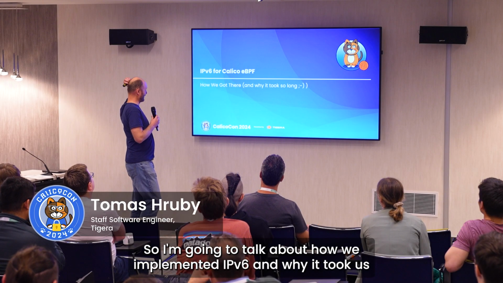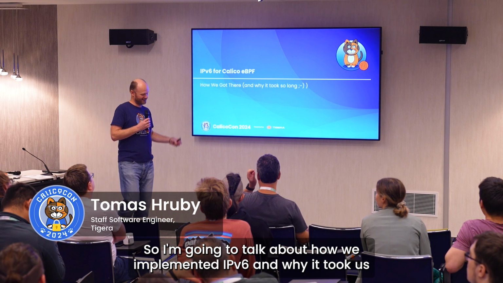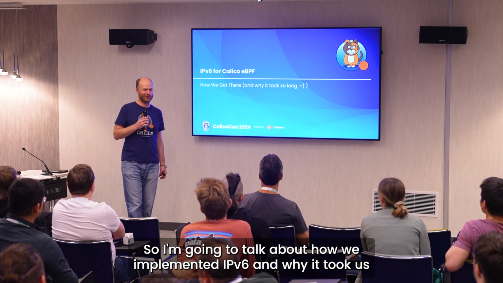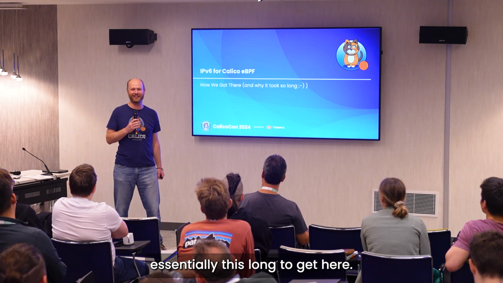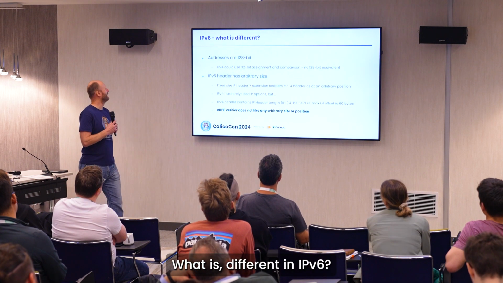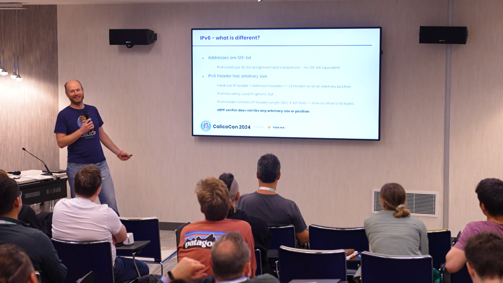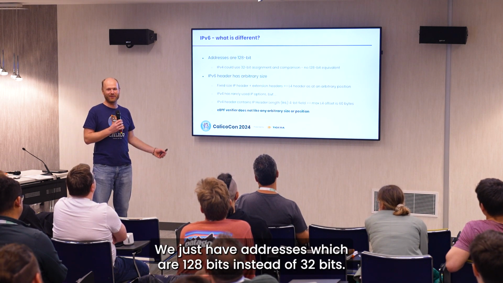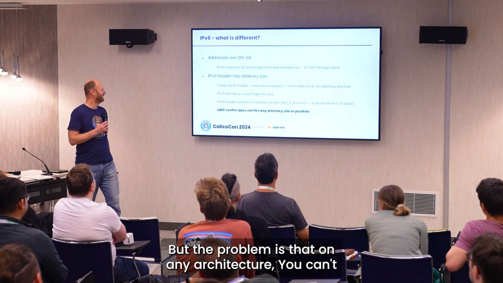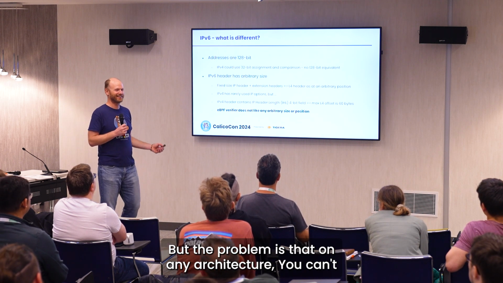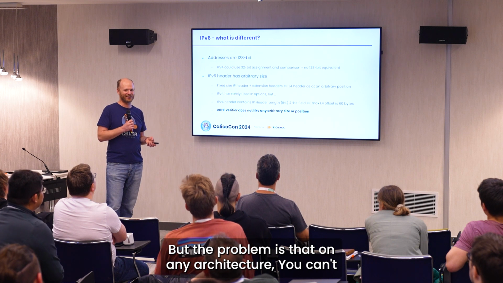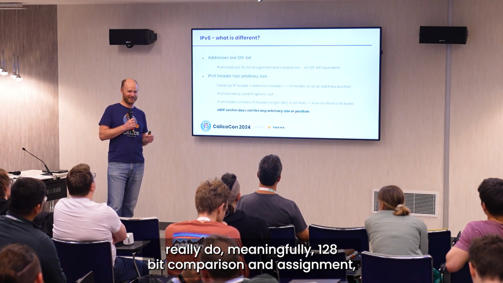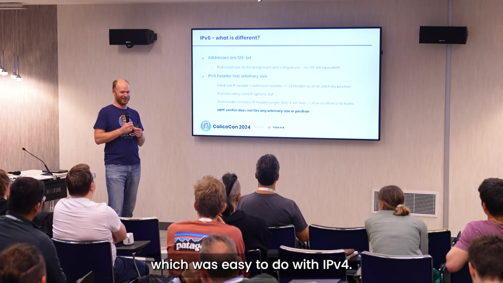So I'm going to talk about how we implemented IPv6 and why it took us essentially this long to get here. What is different in IPv6? It seems pretty simple, right? We just have addresses which are 128 bits instead of 32 bits. But the problem is that on any architecture, you can't really do meaningfully 128-bit comparison and assignment, which was easy to do with IPv4.